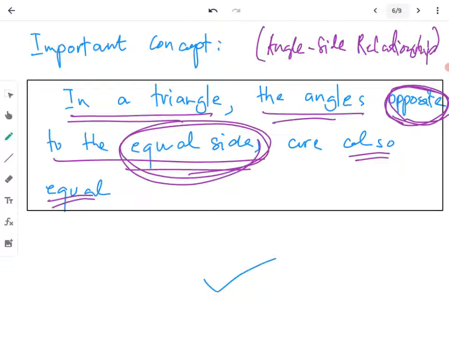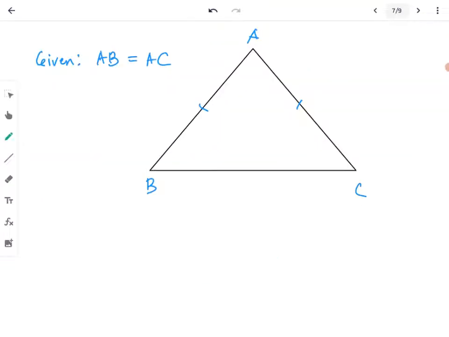So let's try to illustrate what that means. In this case, we have triangle ABC, and it says AB is equal to AC. You can notice the equality if there are markings. So look at the figure. If there are markings, it means they are equal sides. Since the markings are on AB and the same markings are on AC, AB has the same length as AC.